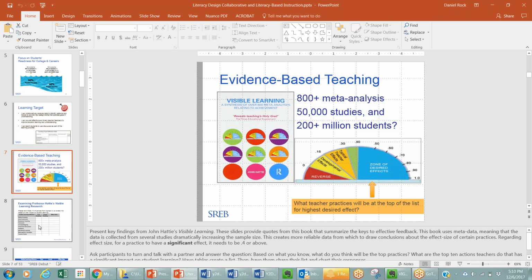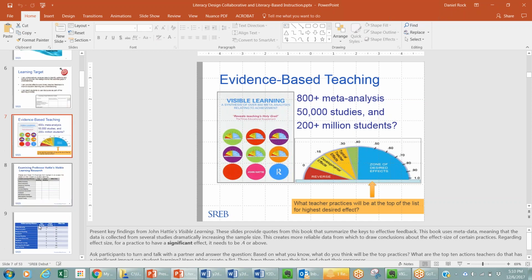Diagramming sentences actually decreases the amount of understanding kids have. Don't say that in your training. That'll cause a big uproar.